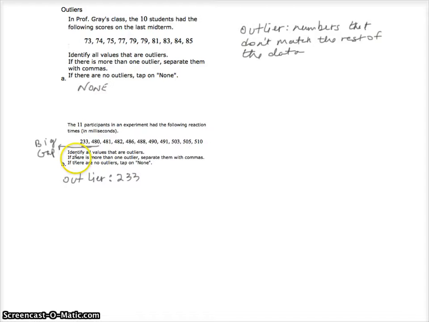So that's how you find outliers. You just look for values that don't fit or match the rest of the data.